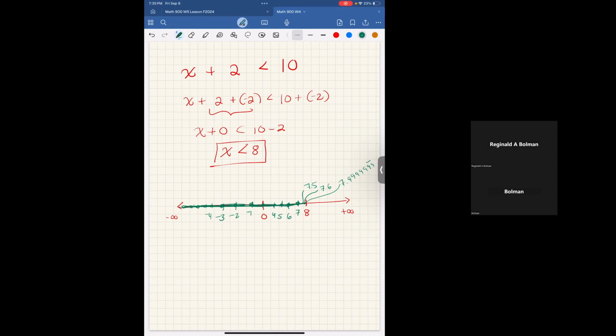And the way we illustrate that x will never actually be 8 is that we're going to use a parenthesis pointed towards negative infinity to represent that x will never be actually equal to 8.